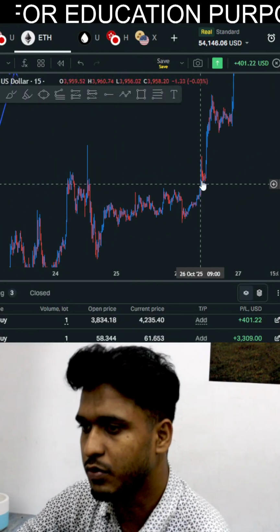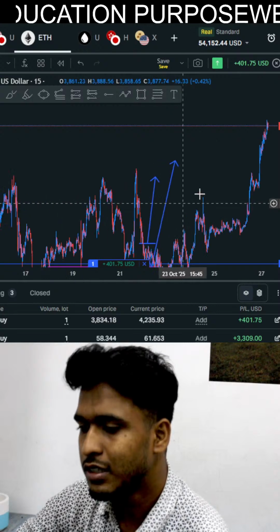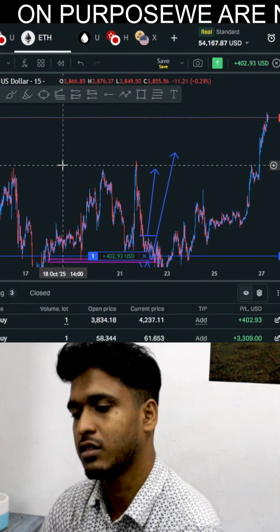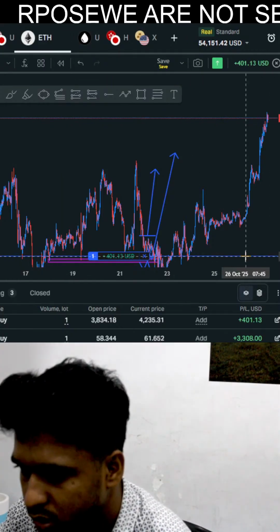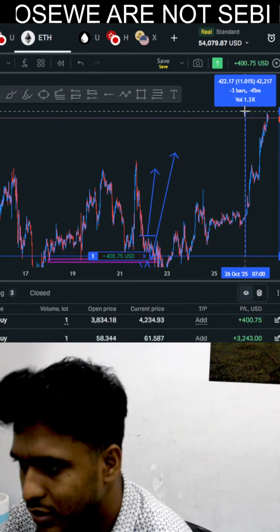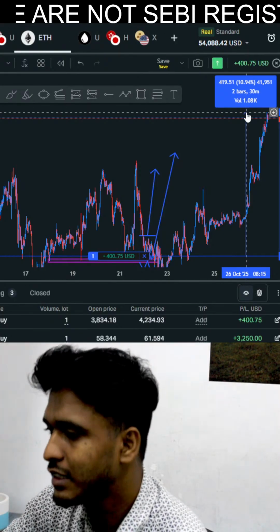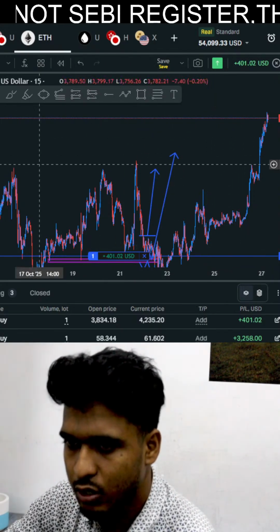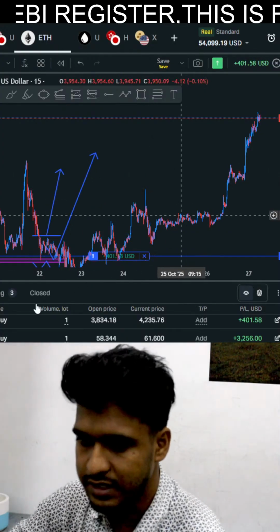Actually we made a good move, look at this. So 40 pips, no, yeah, that much move is called only 40 pips. Look at this, that much a move, it is only 40 pips. So that is how slow the market is and low volume in Ethereum.